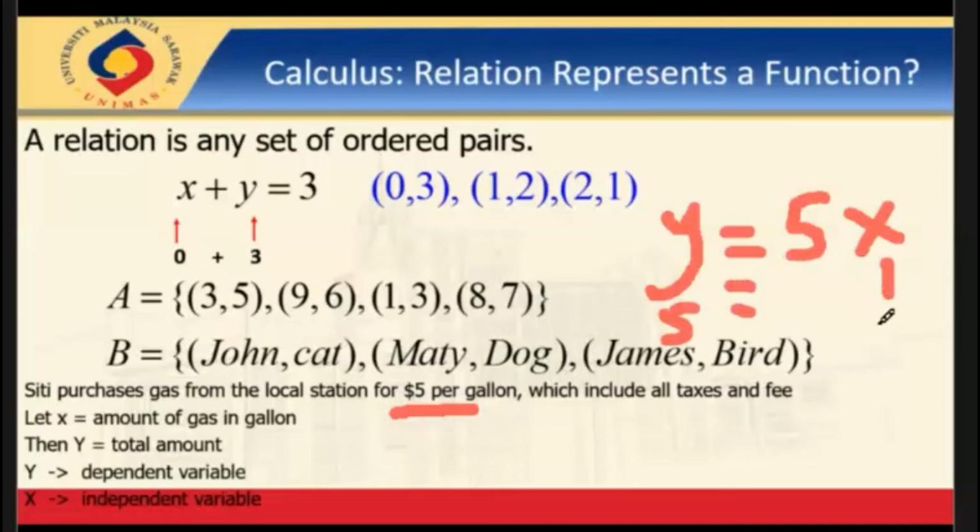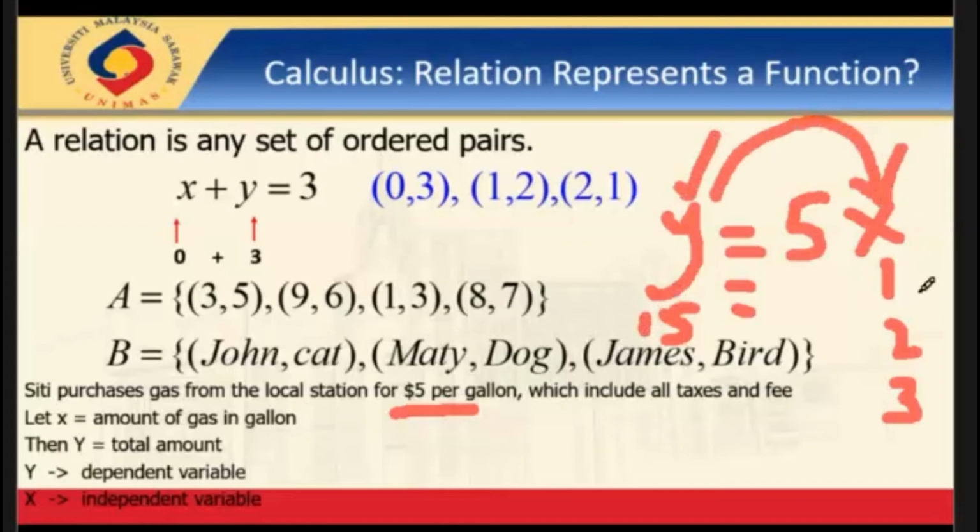If x becomes 2 gallons, then 5 times 2, y will be 10. If x becomes 3, then 5 times 3, y will become 15. So if you look at the behavior, y totally depends on the value of x. This is why x is called the independent variable. This x value doesn't depend on anything, but the y value is totally dependent on the x value. If it is 1, then the y value is different; if it is 2, then the y value increases according to the value of x. So we can say that in a relation or in an ordered pair, of the two values, the first one, x, is the independent variable and the second one, y, is the dependent variable.